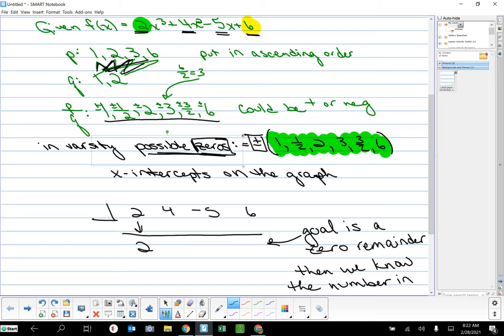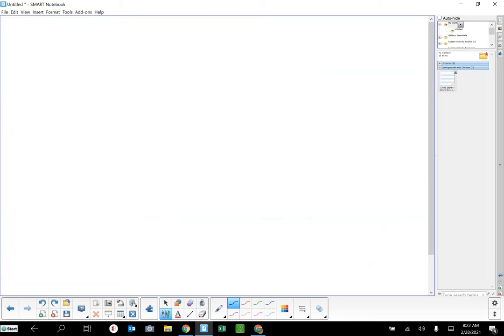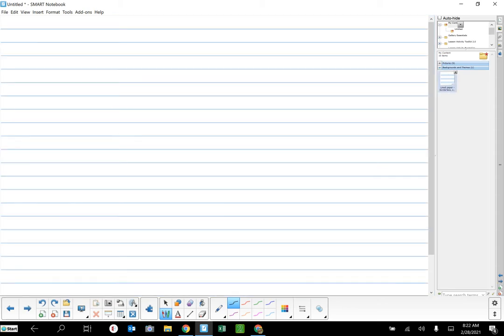All right, now the remainder theorem kind of uses that idea that we're talking about. So that's the next one that we're going to talk about. So the next one that we're going to use is the remainder theorem.